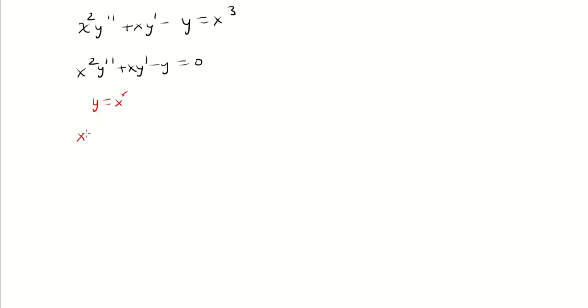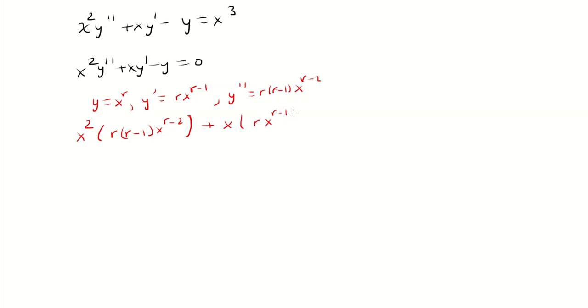So we have x squared times y double prime. Well, y prime is r times x to the r minus 1, and y double prime is r times r minus 1 times x to the r minus 2. So that's what we're going to put in there, plus x times y prime. y prime is r times x to the r minus 1. Minus y, which is just x to the r. That's going to equal 0.